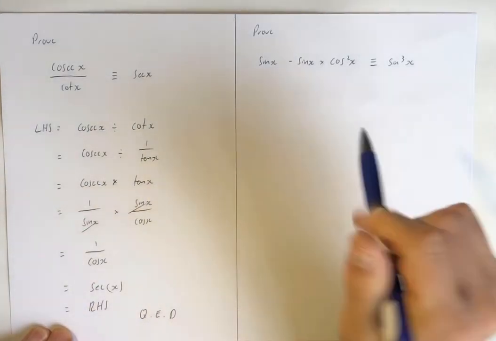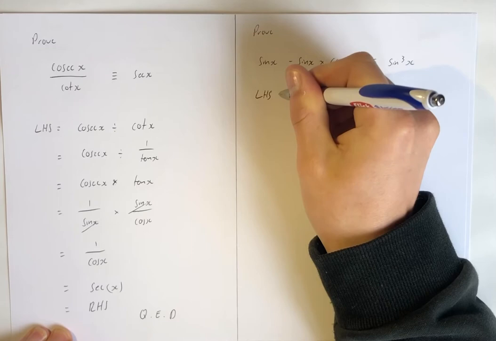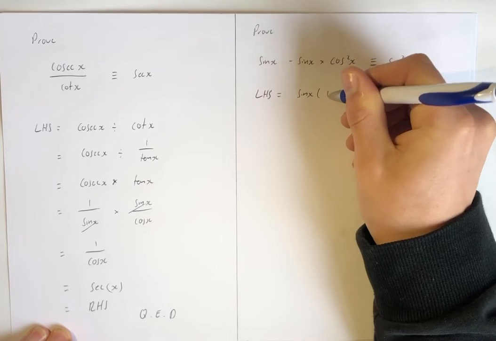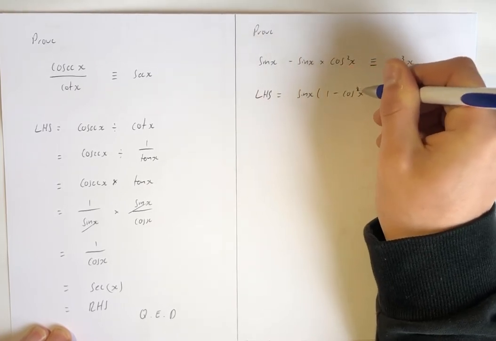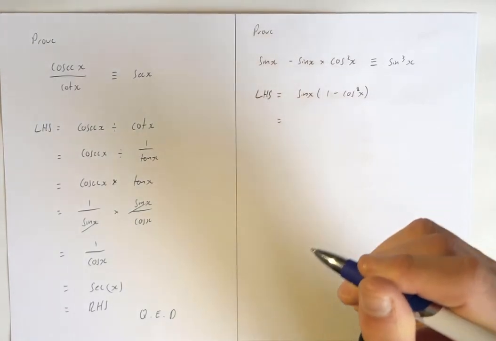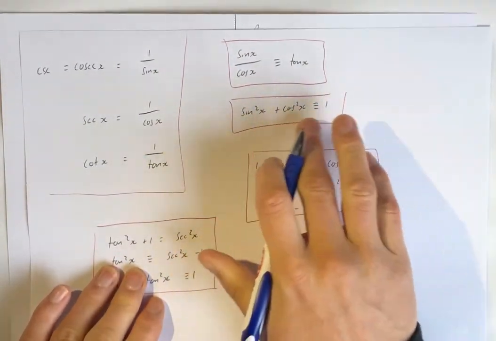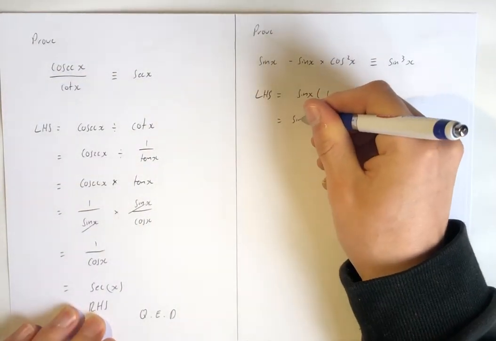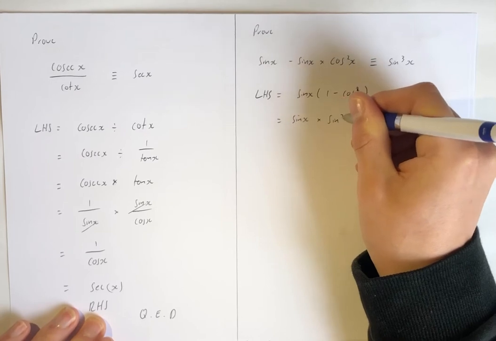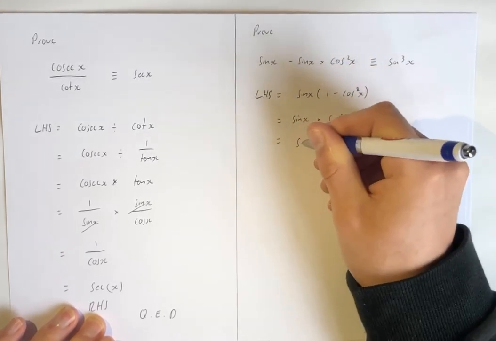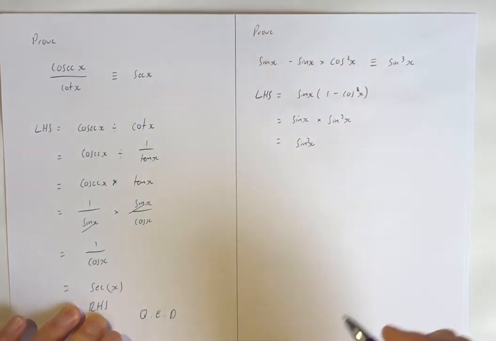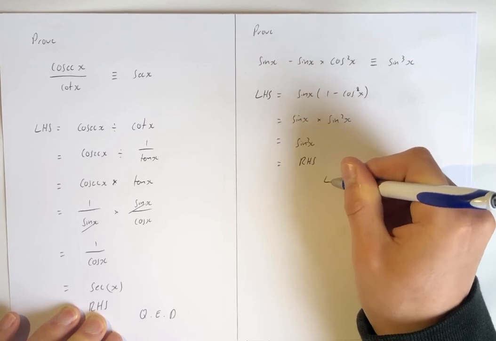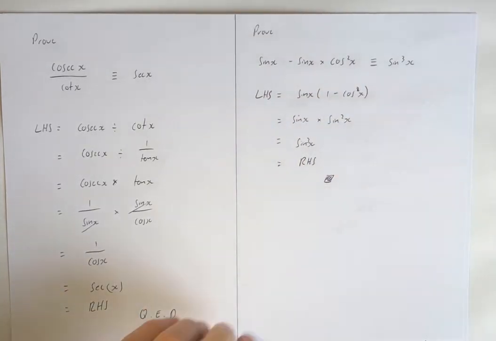when we do this one, I've noticed that I can actually factorize out a sine x. So I go sine x, I've got now 1 minus cosine squared x, and from this identity, we know that 1 take away cosine squared x is sine squared x. So this is actually sine x times sine squared x, which means we have sine cubed x, which is the right hand side. Done. Easy as that.